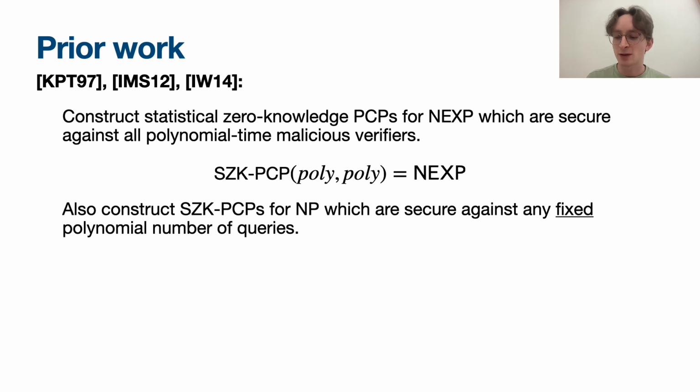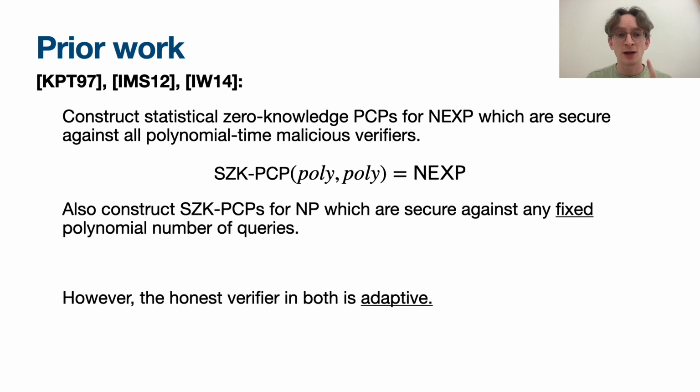There are two comments I want to make on this. The first is that the zero knowledge is statistical, and this is inherent to the construction. And also the honest verifier is adaptive. Whenever I talk about adaptivity, the malicious verifier is always adaptive, but in this case even the honest verifier is adaptive, and we would obviously like the honest verifier to be non-adaptive. Both the statisticalness and the adaptivity of this result are inherent.